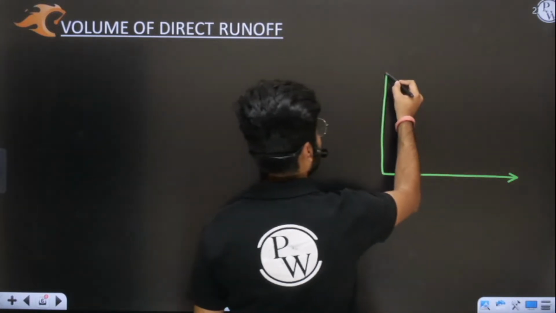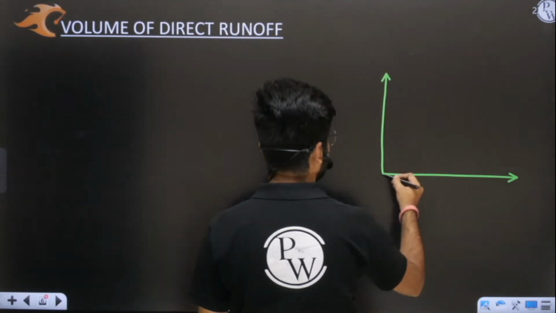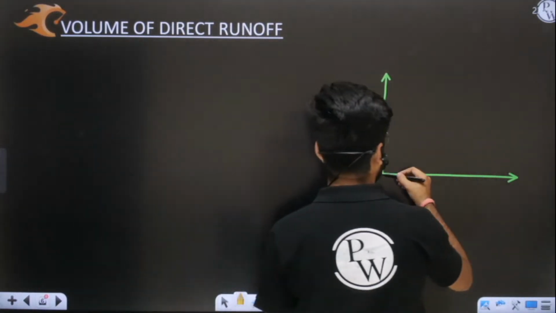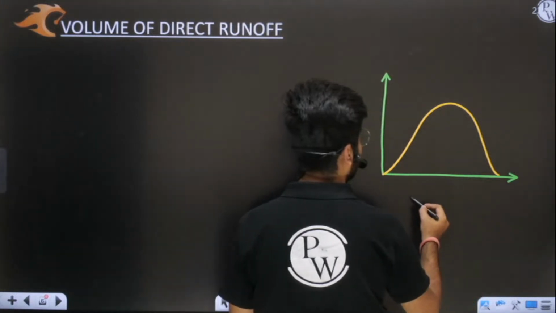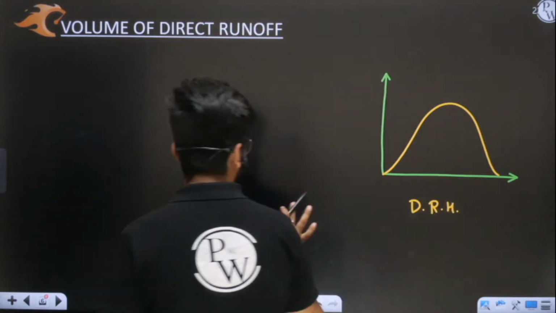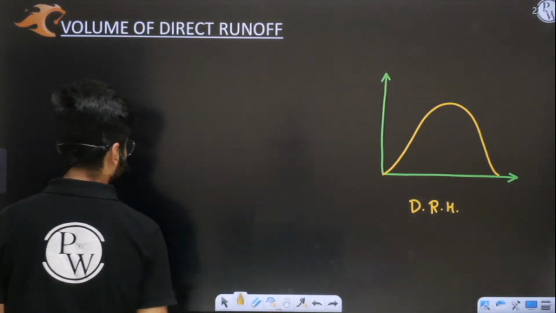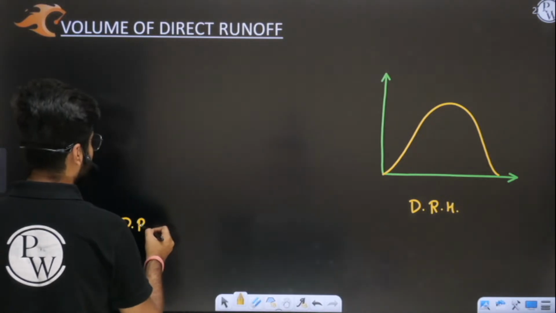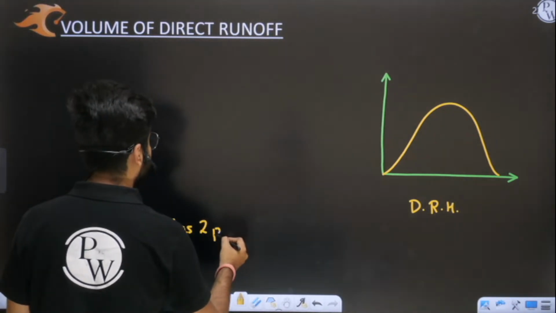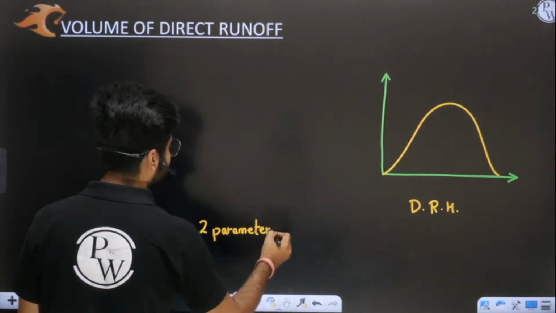Let us say this is my direct runoff hydrograph. You need to understand that a direct runoff hydrograph has 2 parameters. What are those 2 parameters?